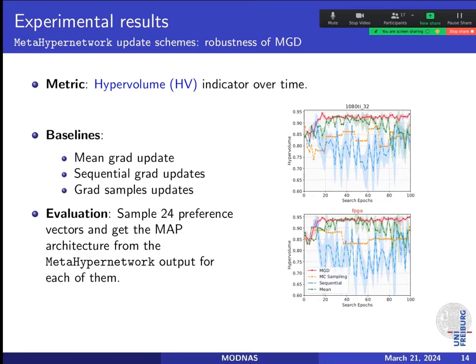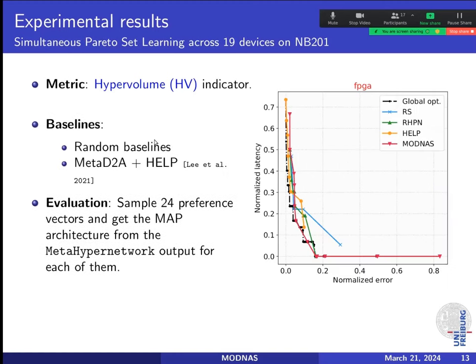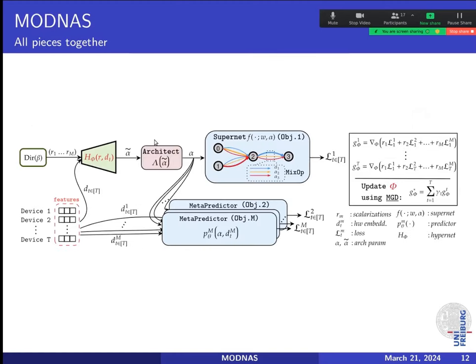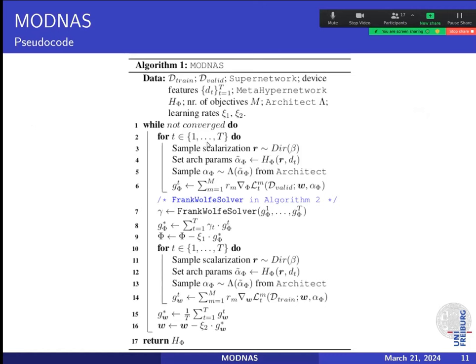And this is an ablation. We also compared the robustness of MGD with different update schemes across devices. For that, we use the mean gradient update, as I said, sequential updates, and also sampling. So at each iteration in the search, we sample one gradient from T, one to big T, instead of using this weighted sum.